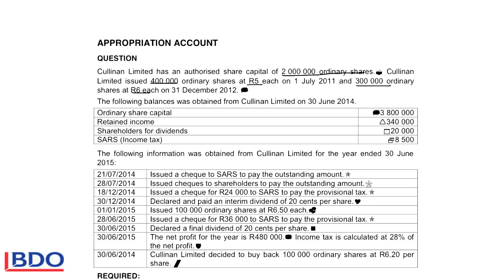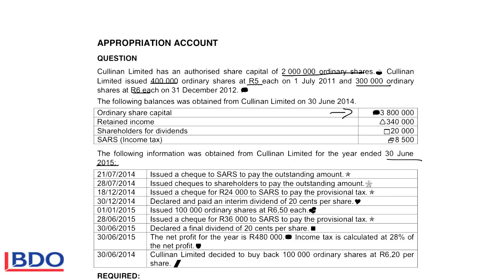Then a cheque is issued to shareholders to pay the outstanding amount. Now, if we look at the second balance there, we see that the amount that was outstanding to shareholders was 20,000. So that was the final dividend that was declared at the end of the previous year. Now we pay that 20,000.